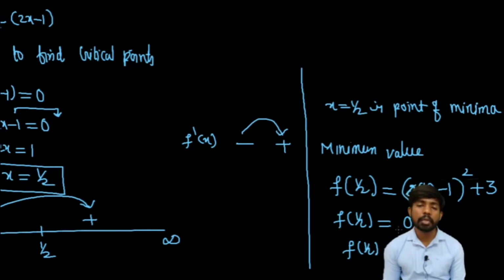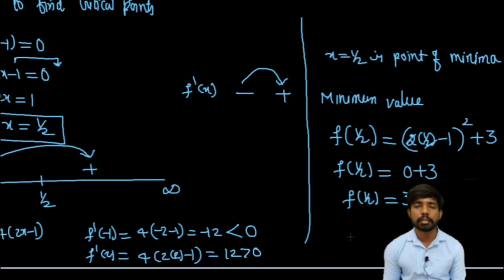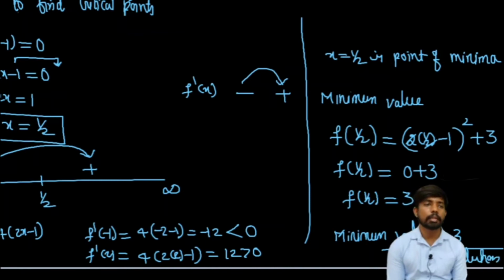So the minimum value we have is 3. This is the minimum value. The minimum value is equal to 3. That's all, this is the solution. Is this clear?